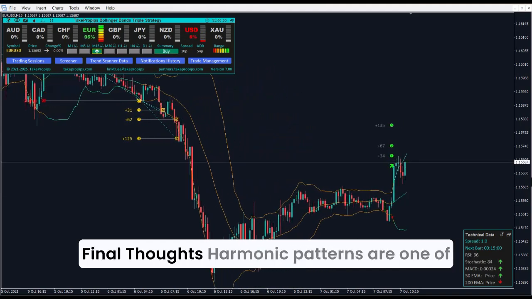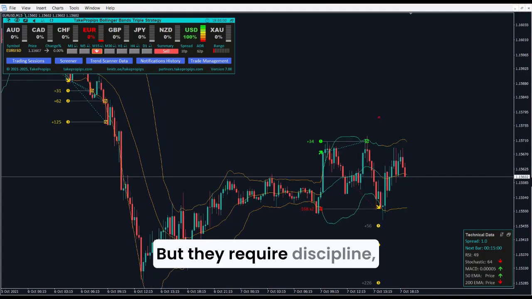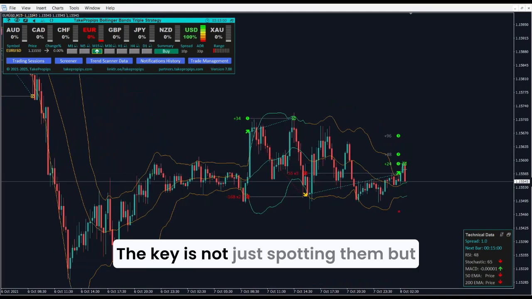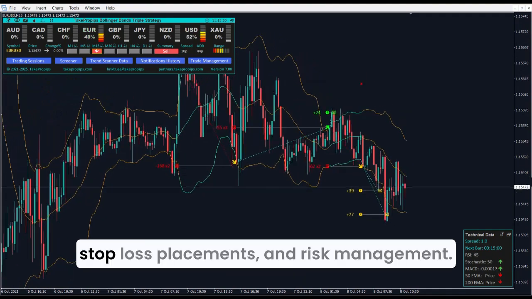Final thoughts. Harmonic patterns are one of the most powerful tools in Forex trading, but they require discipline, patience, and precise execution. The key is not just spotting them, but also trading them effectively, with the right entries, stop-loss placements, and risk management.